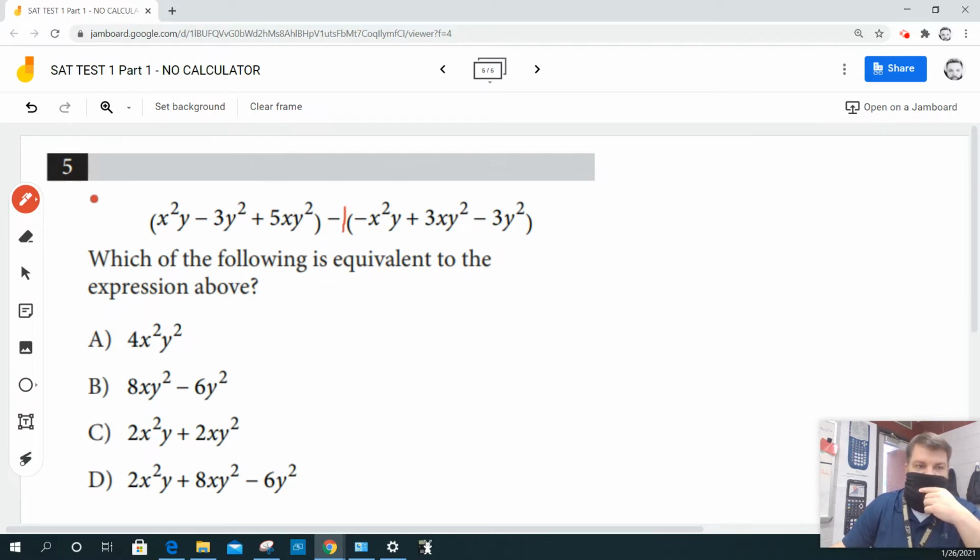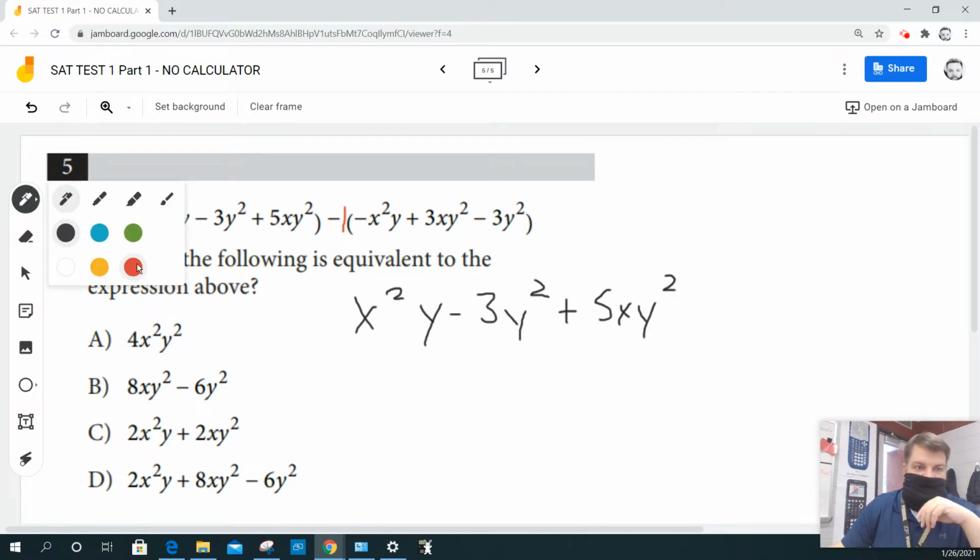Well, the first part here stays the same. In other words, I got x squared times the quantity y minus 3y squared plus 5xy squared. Then I'm going to take the first set of parentheses, I don't really do anything. But now I'm going to multiply everything by a -1.